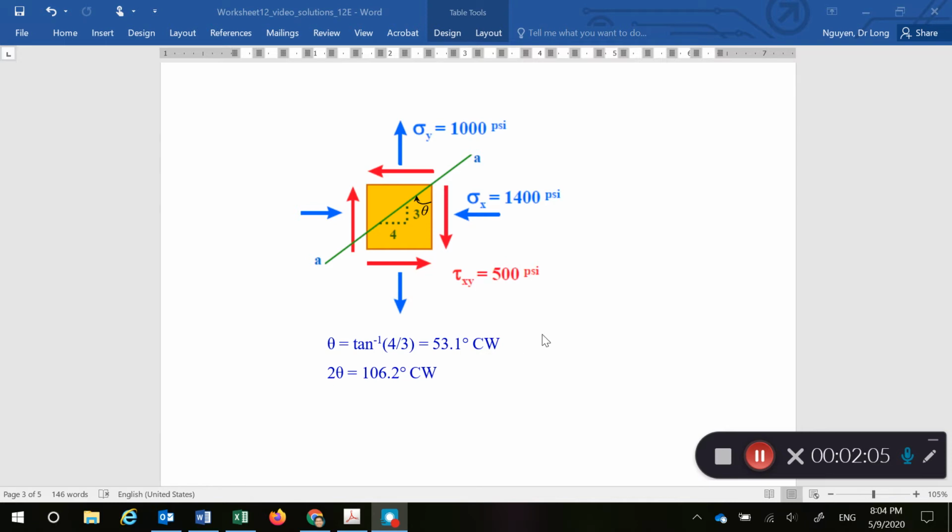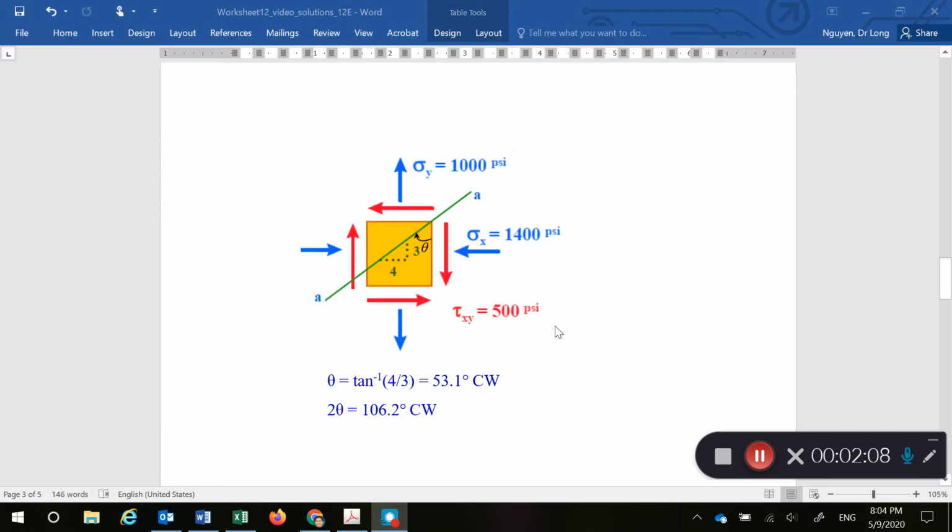106.2 degrees clockwise. And for the stress block of this one, sigma x equals negative 1400 psi, sigma y equals 1000 psi, and tau xy for the analytical is negative 500 psi. If you use the Mohr circle, the tau for the x-plane has to be positive 500 psi, because tau on the positive x-plane, the vertical plane on the right, creates a clockwise rotation on the yellow block.